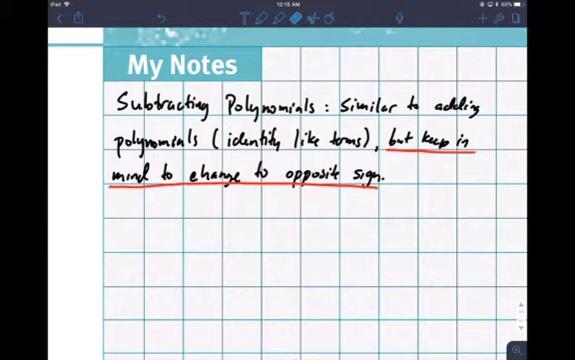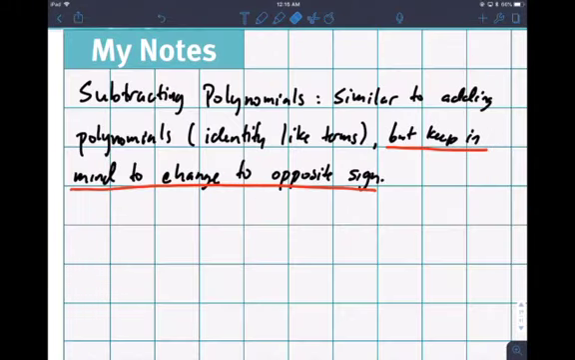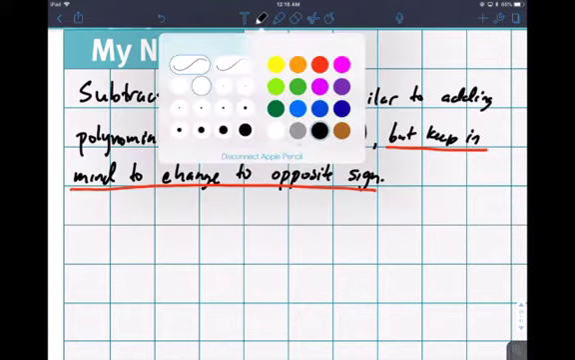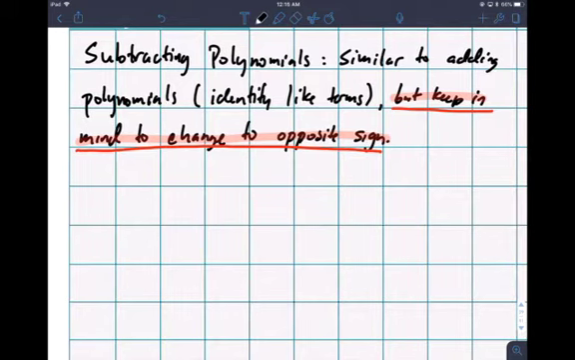So I'm just going to continue with the second example, which was with subtracting polynomials. What I wanted to say at that point was that subtracting polynomials is very similar to adding polynomials, which is identify like terms. But at the same time, you also have to keep in mind this, and it's underlined. So again, keep in mind to change the opposite sign. So what does that mean? Let me give you an example. I'm going to call this example 2.